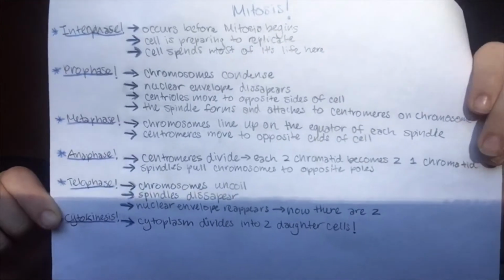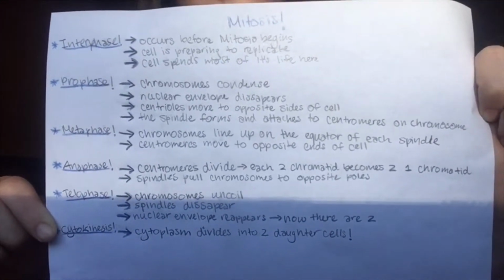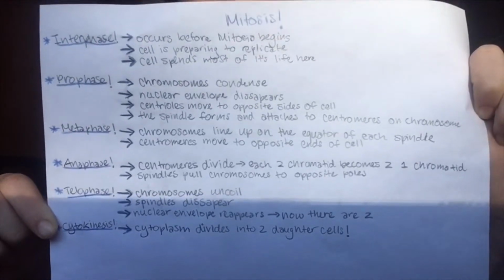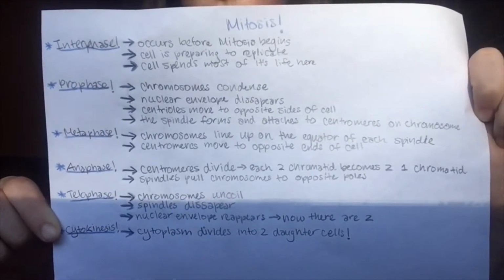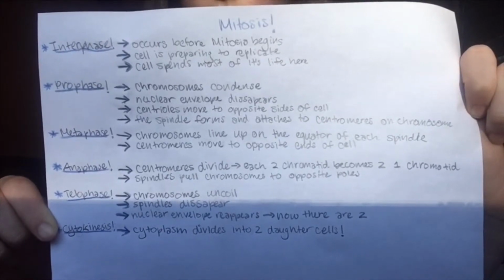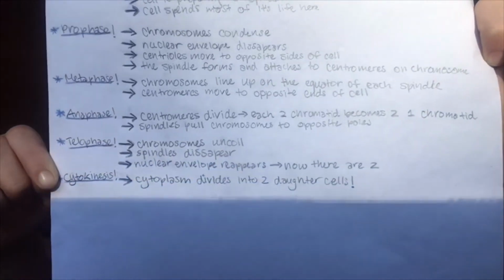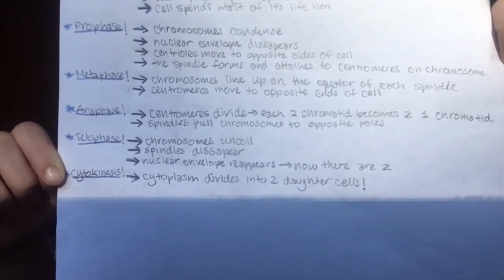Chromosomes condense, the nuclear envelope disappears, the centrioles move to opposite sides of the cell, and the spindle forms and attaches to the centromeres on the chromosomes. Now it's metaphase. In metaphase, the chromosomes line up on the equator of each spindle, and the centromeres move to opposite ends of the cell.